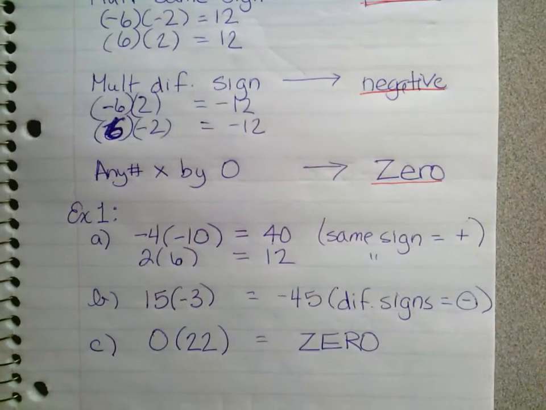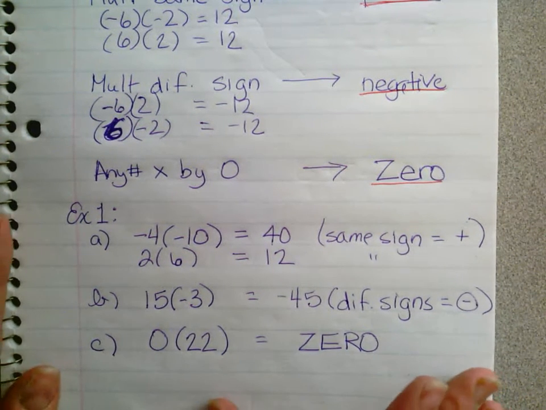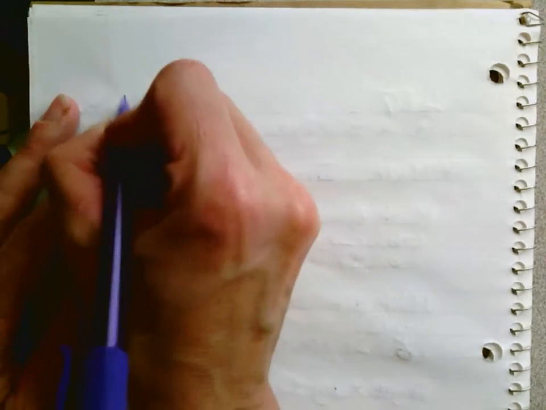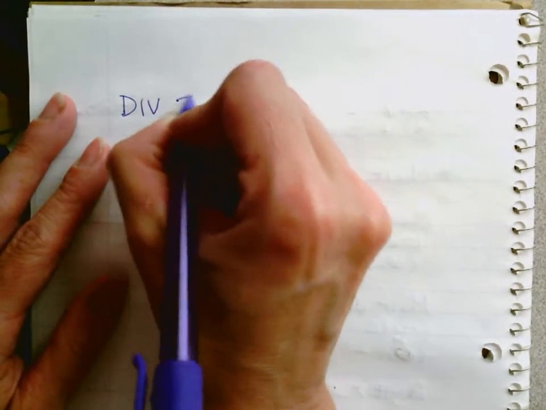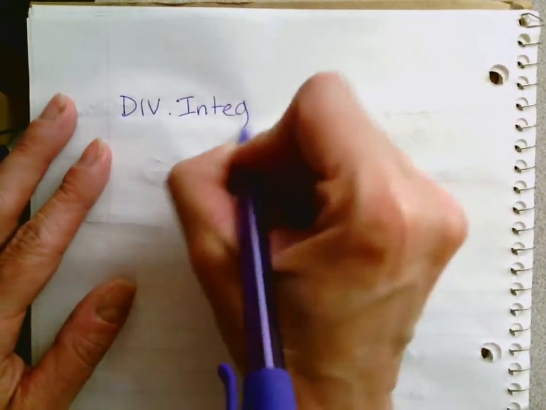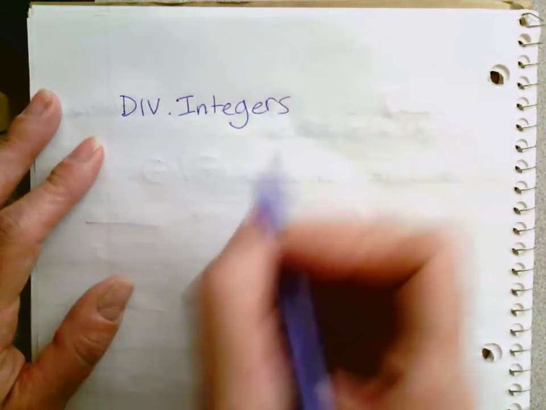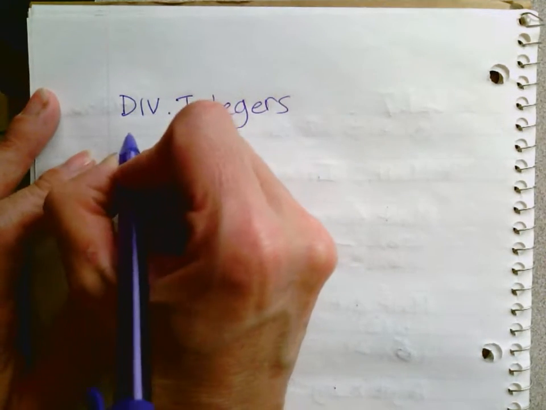And here we are. Division has very similar rules. I'm going to list those out for you. And if I'm going too fast, again, you could watch the lesson later or you can get it from a friend. So the rules with dividing integers. Yep, you guessed it. Same rules.